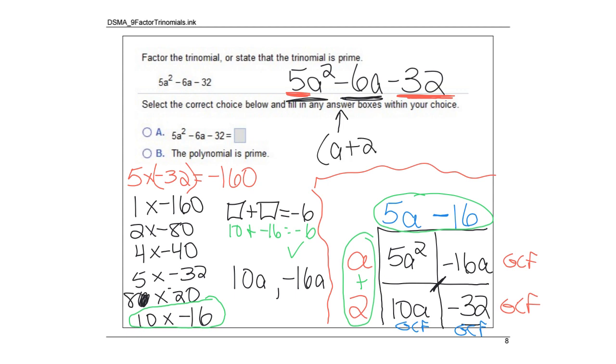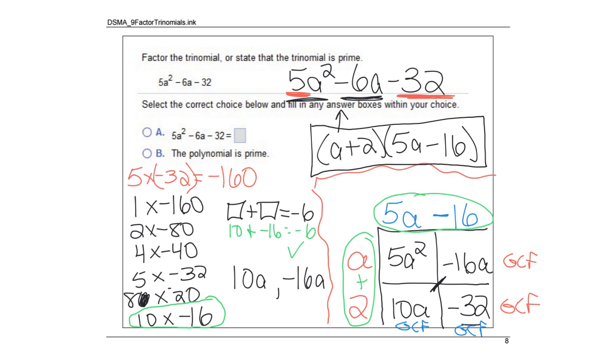We can write it this way. Or you can put the 5a minus 16 first and the a plus 2 second. Does not matter because of multiplication. All right, and we're done. I know, it's a lot of work, but hopefully for the most part, we won't see too many of these.